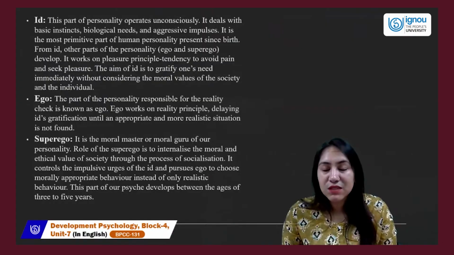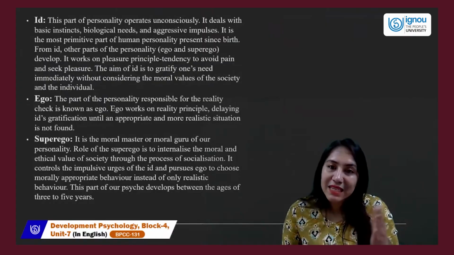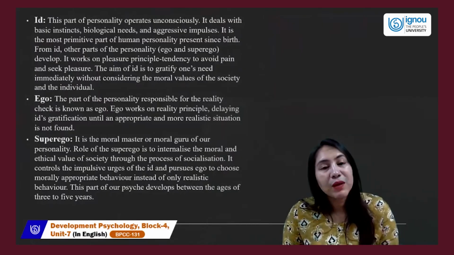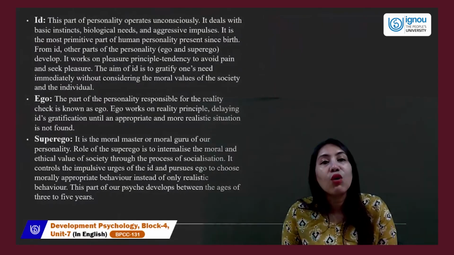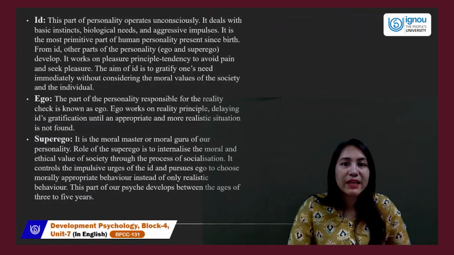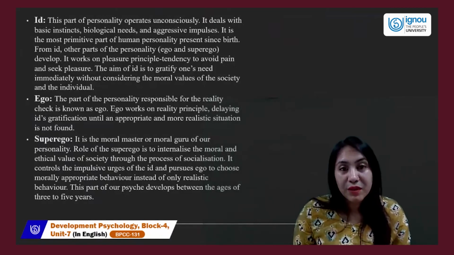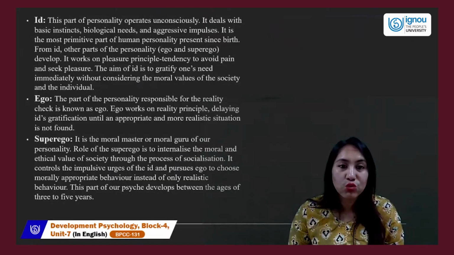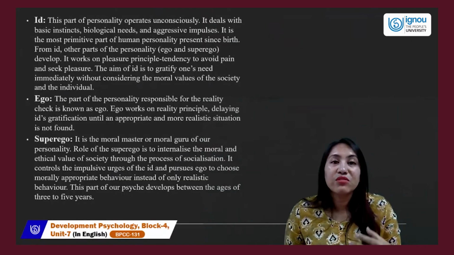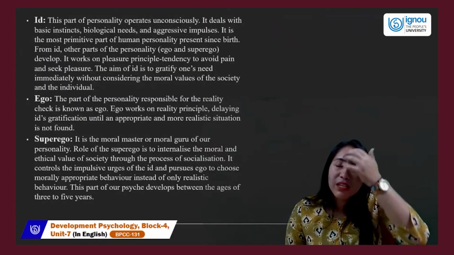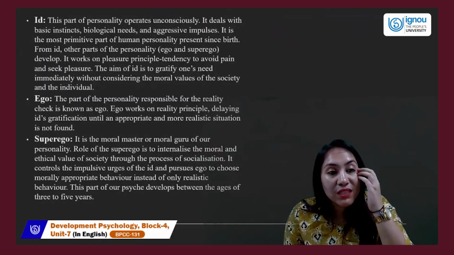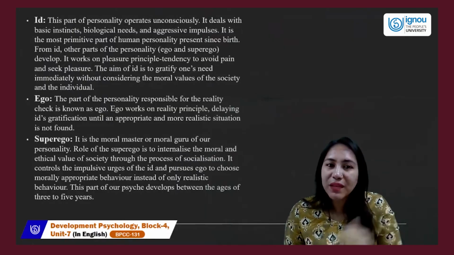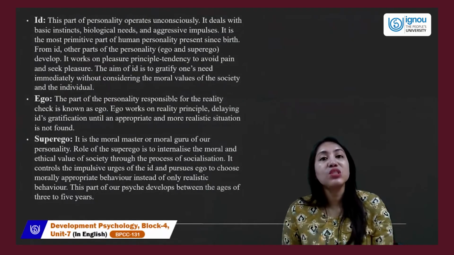And the most primitive need of human personality is the id, which is the basic drive which cannot be controlled. From it, the other parts of personality, which are ego and superego, also develop. So they're all expanding from it. Also remember, it is called the pleasure principle. It always seeks pleasure to avoid pain. It is about gratifying one's need without any conscious moral values of the society and the individuals. Hope that's understood.